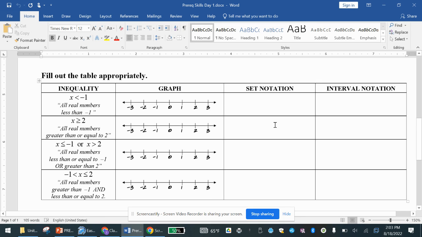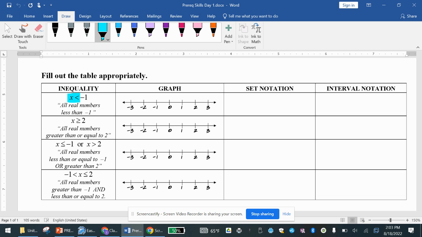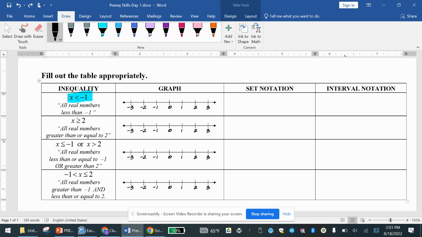Hey, pre-calc students, I just want to go over set notation and interval notation in case you forgot. So we want to look at the inequality on the left that says x is less than -1. It doesn't have the "or equal to" line under it, which is usually right under it, right? Since it doesn't have that, that means that the -1 is an excluded value.